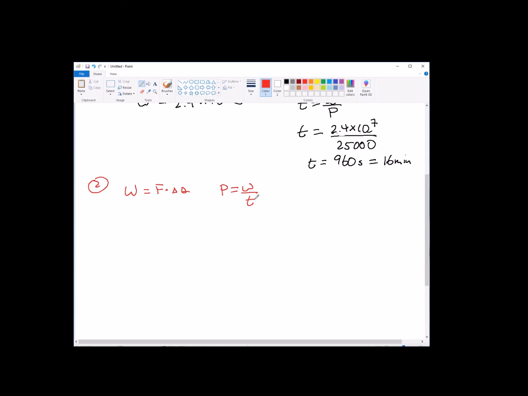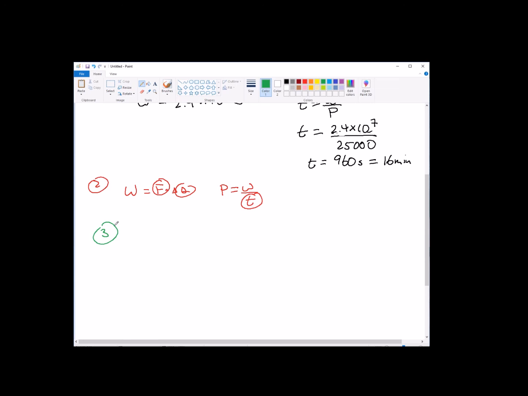Because we're changing this element, we're not changing this, and we're not changing this. It's still the same force being pulled. So therefore, it is not true. The work is the same, regardless, because the weight of the elevator has not changed. All right. Number 3.